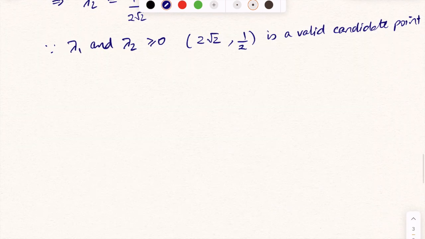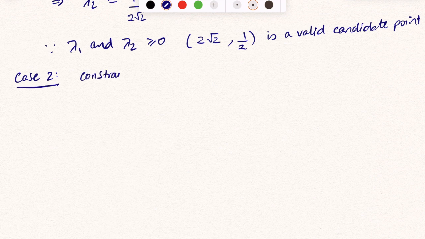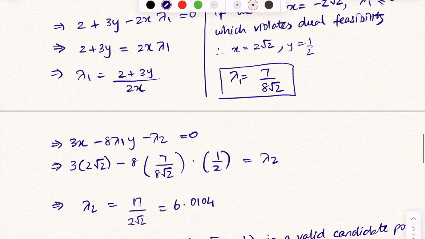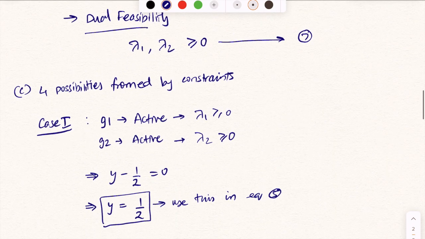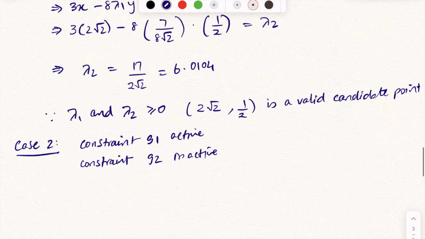Let's look at case 2. In case 2, you have constraint G1 active and constraint G2 inactive. Now, last time when we talked about case 1, when we said both of these constraints are active, we said that they're both active, and so therefore lambda 1 and lambda 2 must be greater than or equal to 0. In this case, we're saying that G2 is inactive.